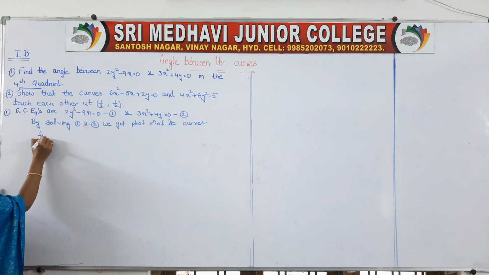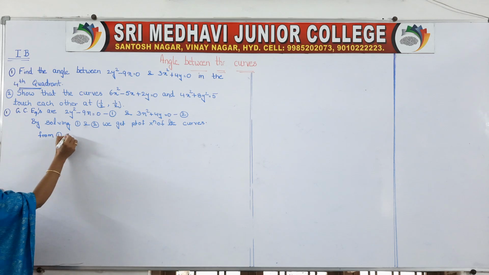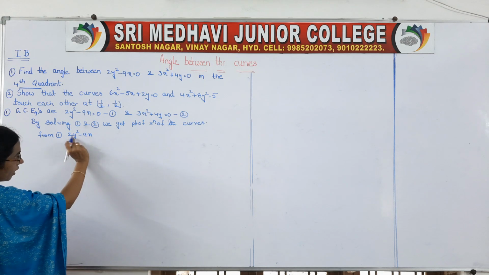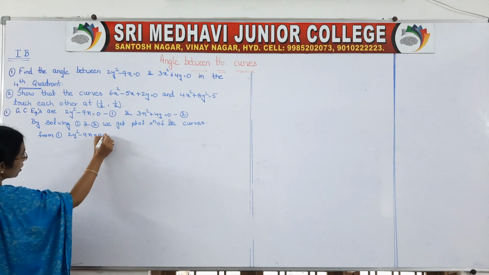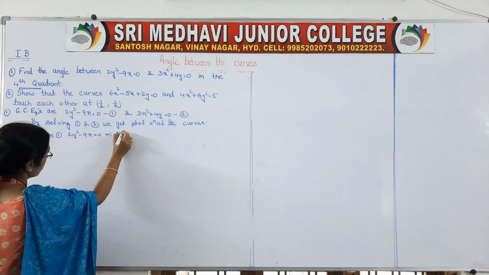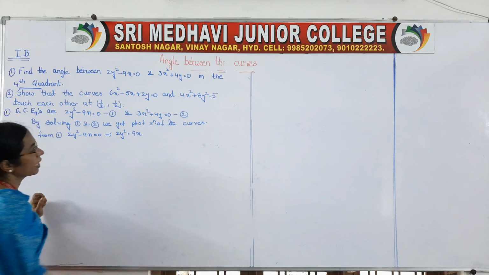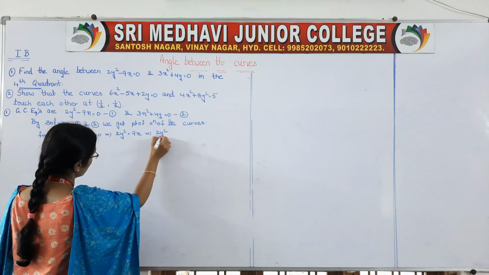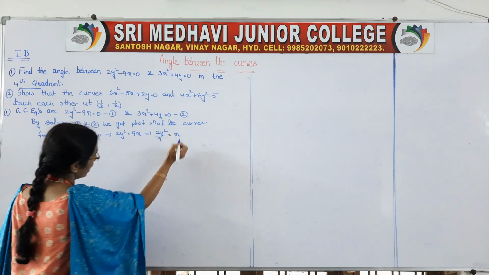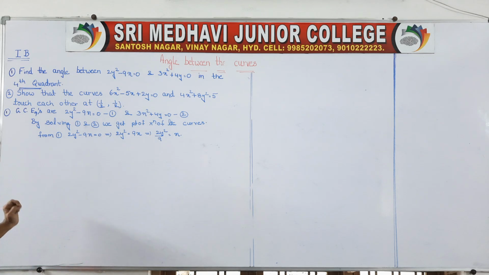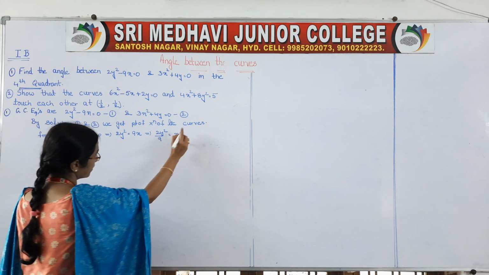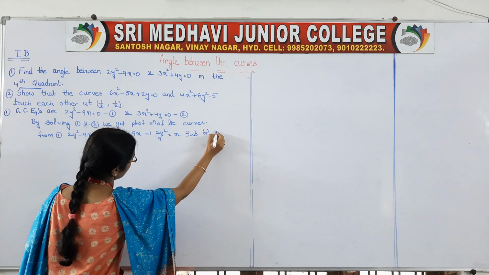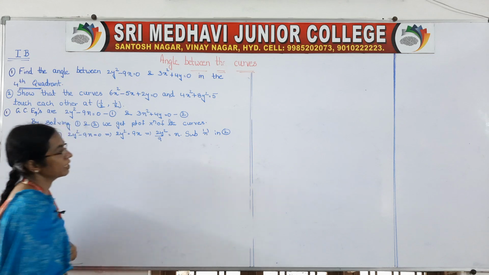From equation 1, your equation is 2y square minus 9x is equal to 0. Here you can take 2y square is equal to 9x. Send 9 to this side: 2y square by 9 is equal to x. So you got your x value. Substitute this x in the second equation.